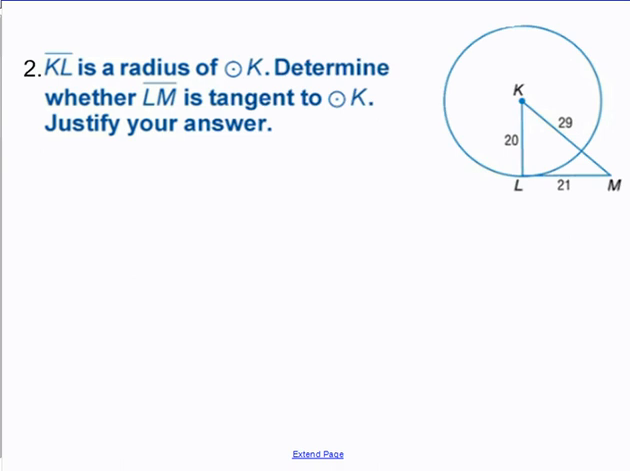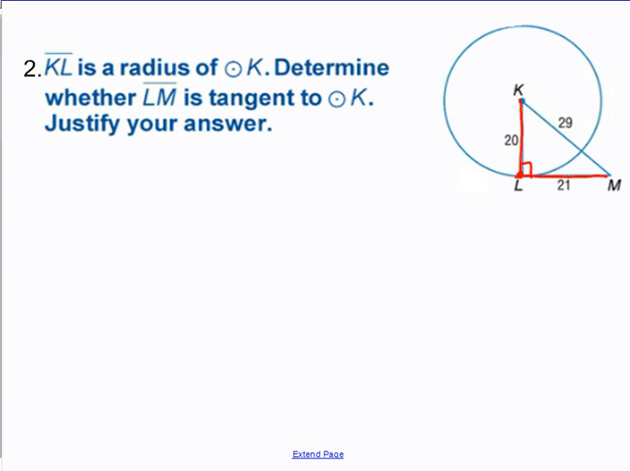Okay, KL is a radius of K. So that's this line right here. That's a radius. And they're telling me that ML is a tangent. That means that this angle right here has to be a right angle.